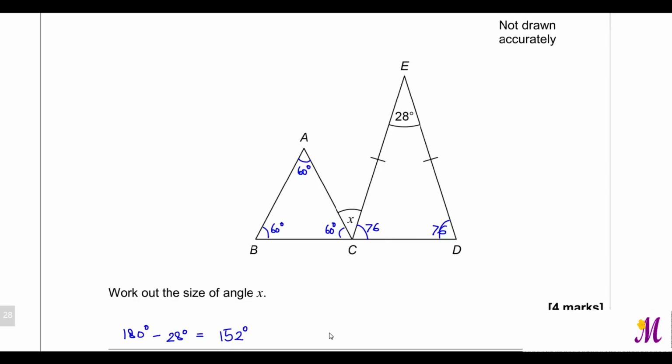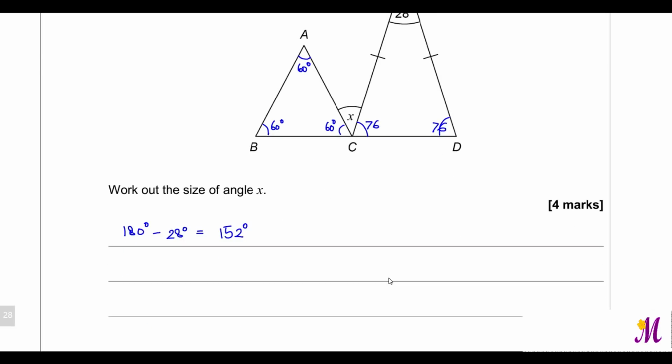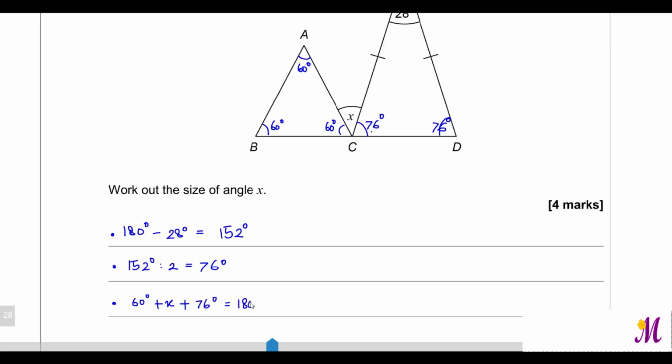152. Since we have to show our work, it would be a good idea to write here first, second, 152 degrees divided by 2, we got 76 degrees. Now let's see our straight line BCD. In this straight line, at point C, we have 60 degrees plus x and then plus 76. So we can write the third computation: 60 degrees plus x plus 76 degrees is equal to 180 degrees.